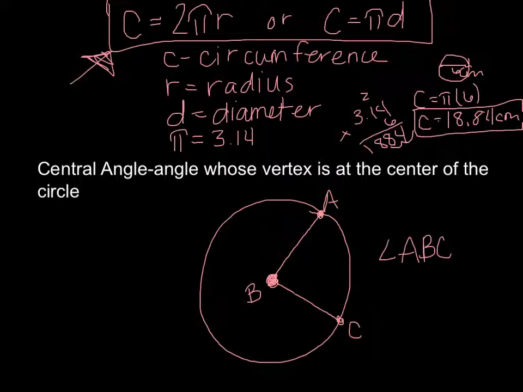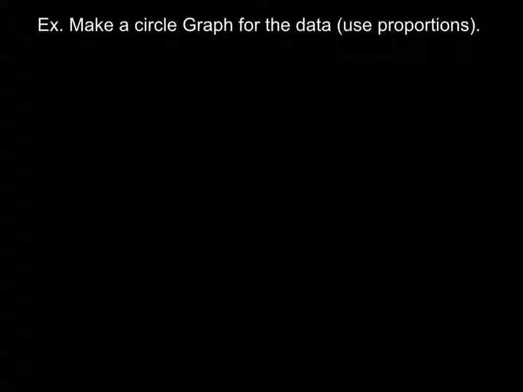Okay, so there's our central angle, jumping down to the bottom here. Lastly, they want us to practice making a circle graph for the data using proportions. So first off, let me tell you what we need to do. We have blood types here.